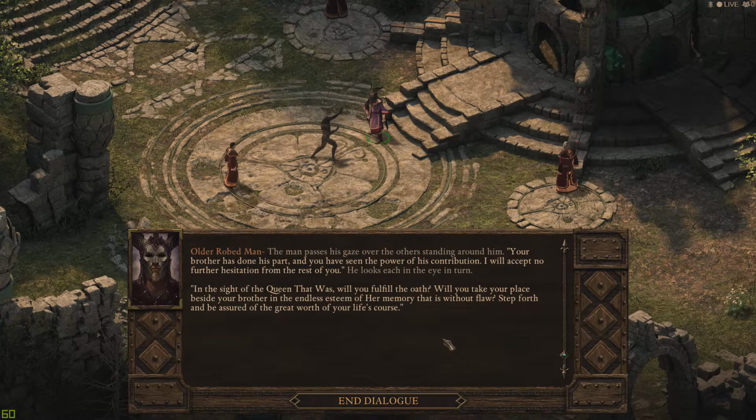Your brother has done his part, and you have seen the power of his contribution. I will accept no further hesitation from the rest of you. In the sight of the queen that was, will you fulfill the oath? Will you take your place beside your brother in the endless esteem of her memory that is without flaw? Step forth, and be assured of the great worth of your life's course.